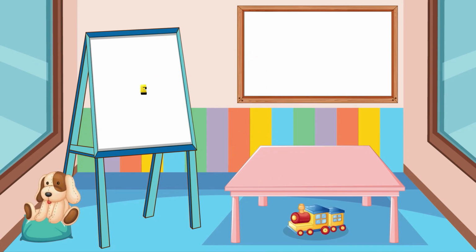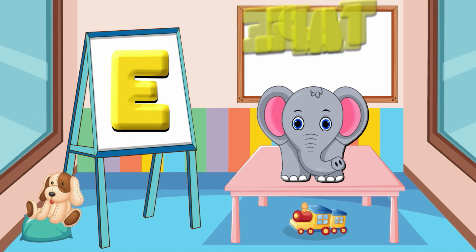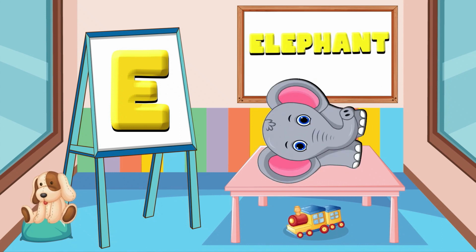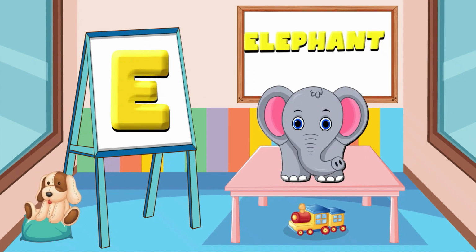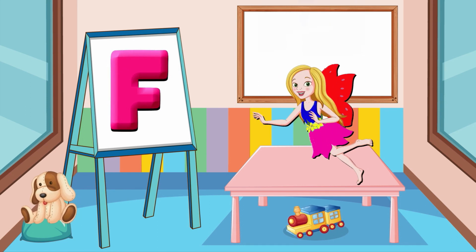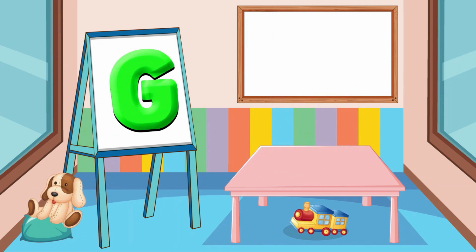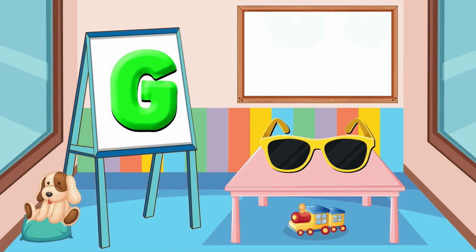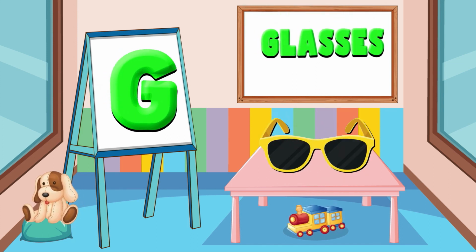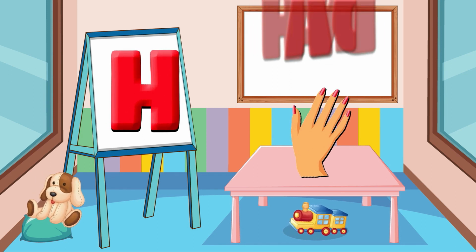E is for elephant, e, e, elephant. F is for fairy, f, f, fairy. G is for glasses, g, g, glasses. H is for hand, h, h, hand.